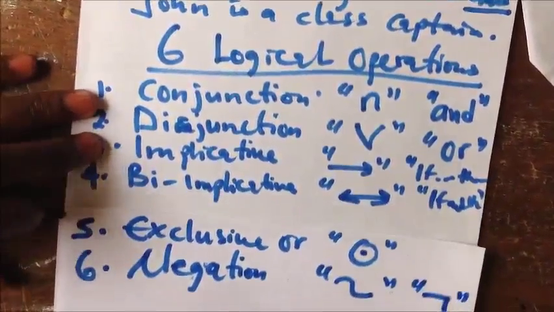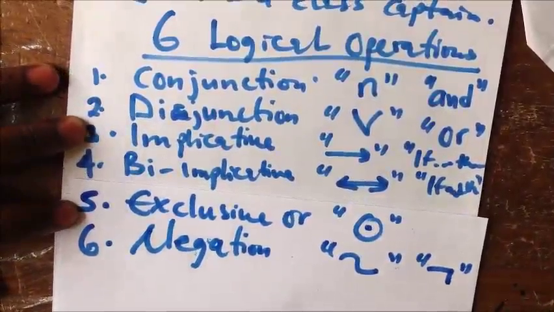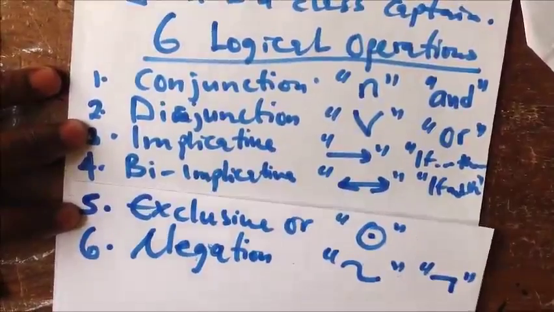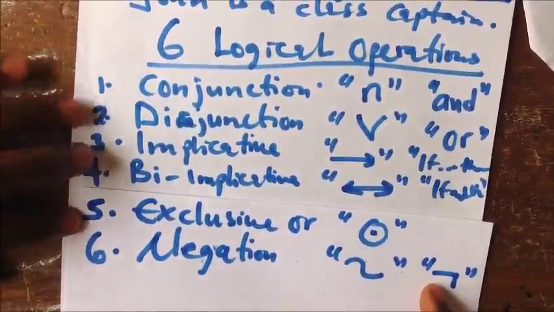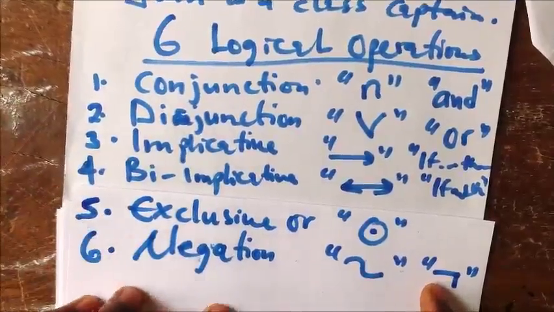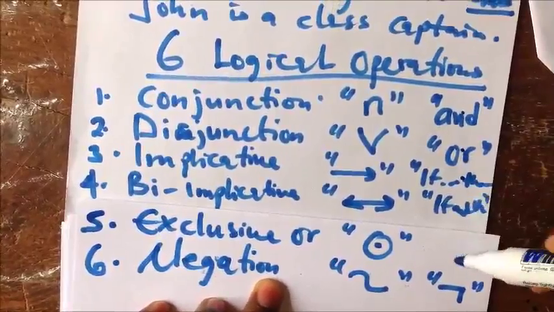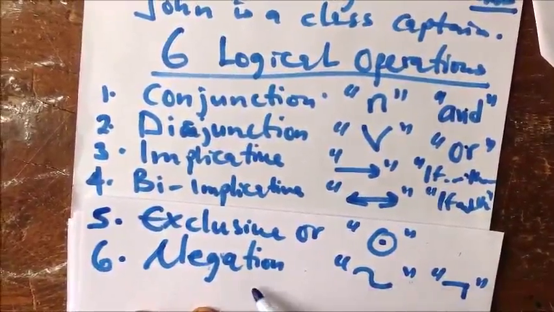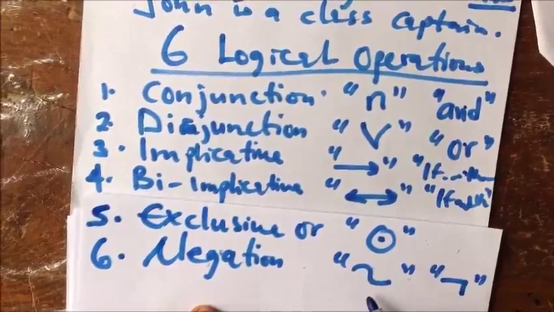So these are the 6 logical operations that we have. Out of these, numbers 1, 2, 3, 4, 5 are what you call sentential connectives, while negation is what you call a unary connective.